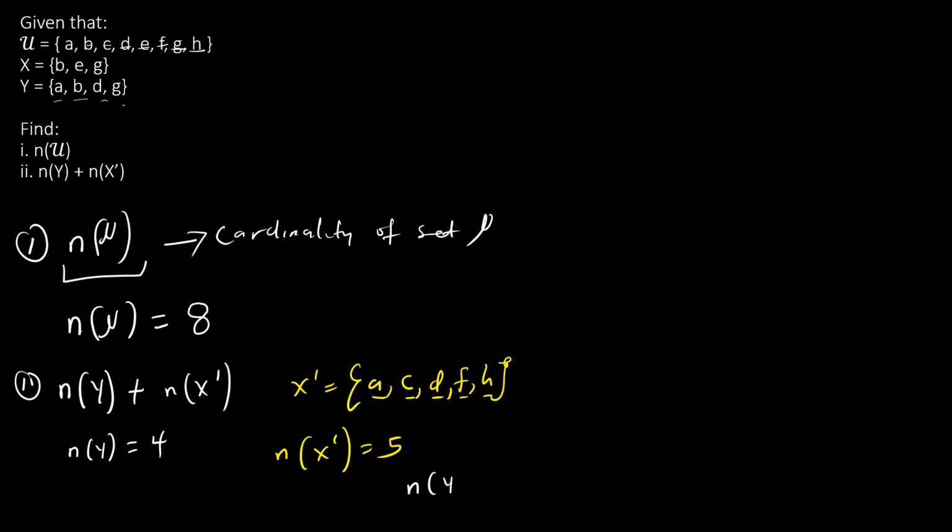Now going back to our question, which says number of elements in set Y, which is the cardinality of set Y, plus number of elements in X prime. Number of elements in set Y is 4, plus number of elements in X prime, which is 5. And the answer to this is 9. So that is the answer to the second part of the question. So that is simply how we define the cardinality of a set.